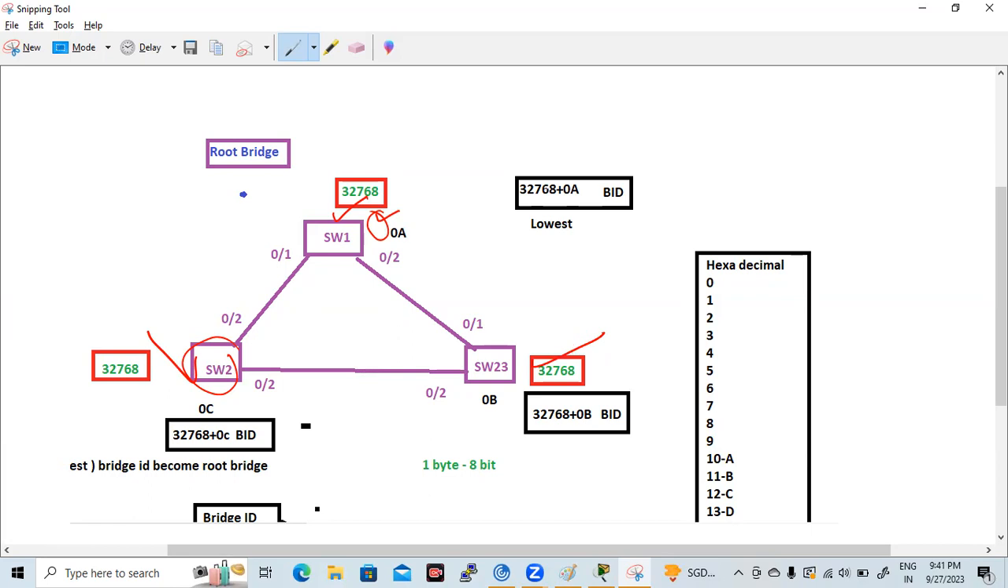Once they are exchanging the BPDU, this is the packet, then they will come to know, because in the BPDU they are getting information like these kinds of information. I'll explain you. Once they exchange the information between each other, after that they will come to know who is the root bridge. Anyone has any question?